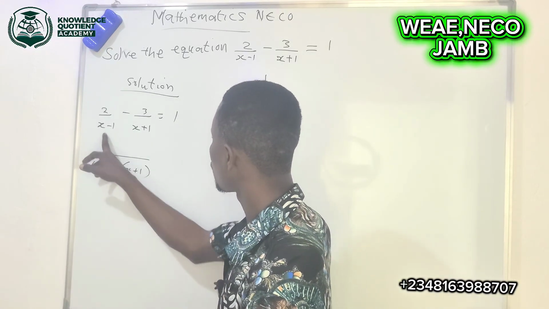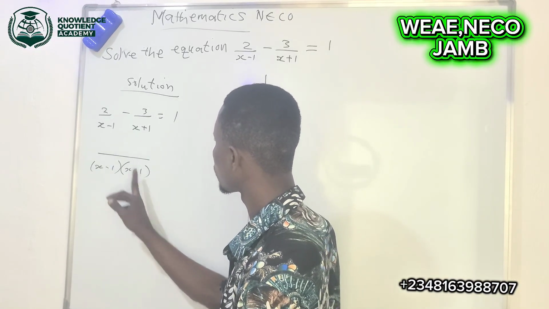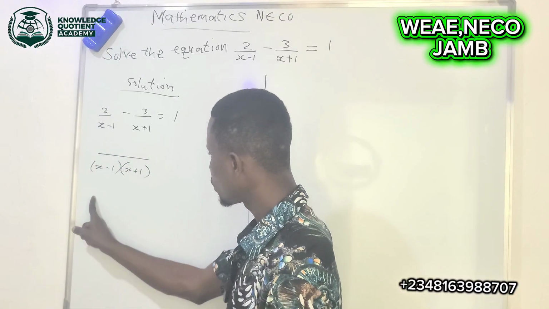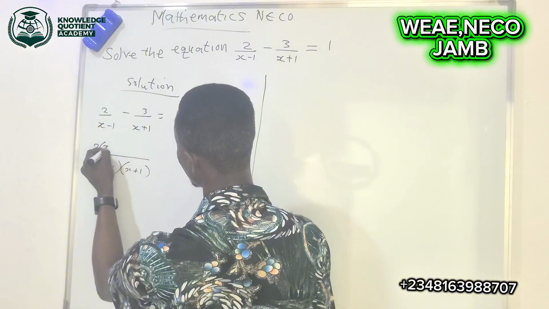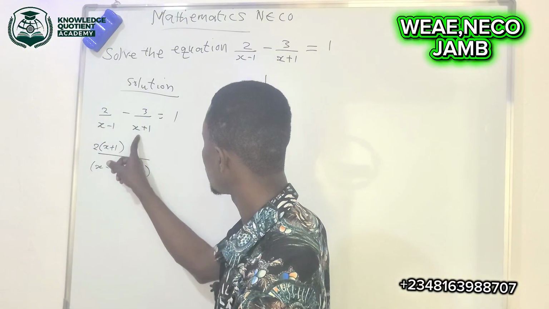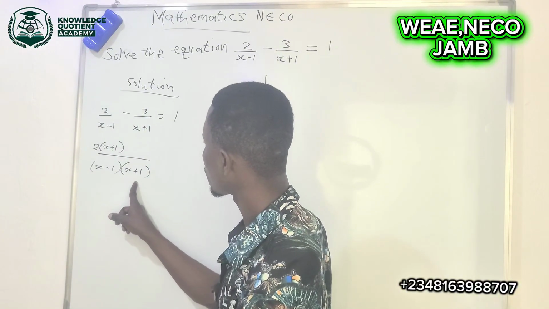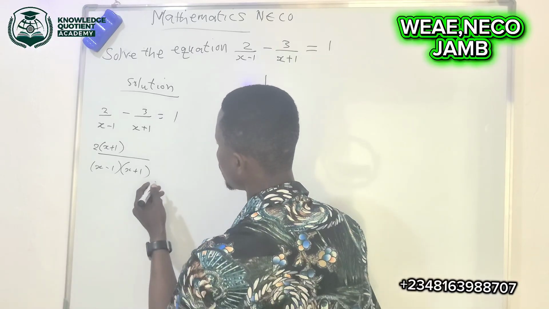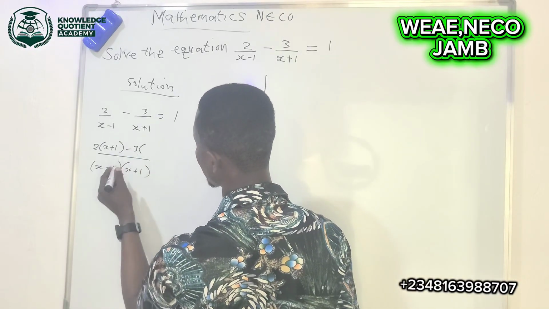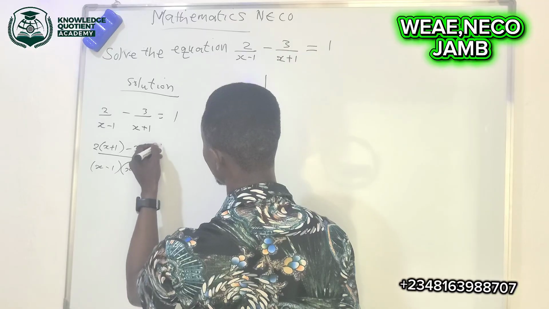Simplify now. So this one will cancel this one, remember, so this one will multiply by this. X minus 1 will cancel this one, so multiply by this, I will have 2 open bracket x plus 1 close bracket. This will cancel this one. If this one cancels this, what is remaining? We have this one, so this one will multiply by this. I will now have minus 3 open bracket x minus 1 close the bracket.